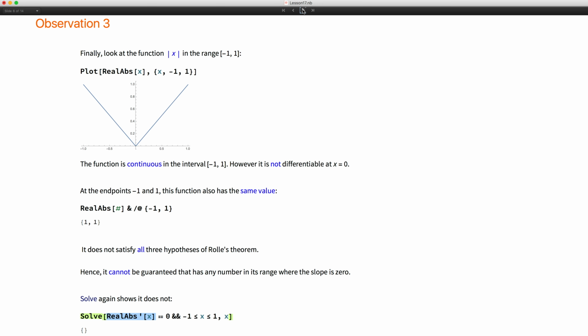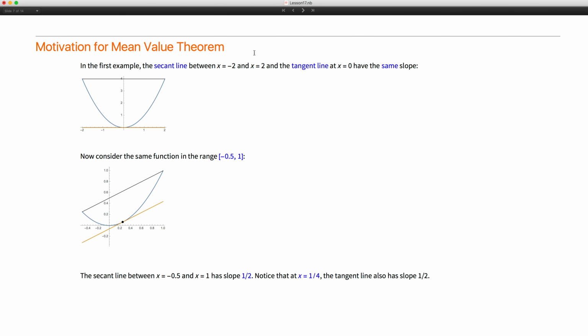Okay, so now on to the mean value theorem and some motivation. So in the earlier example, we said that the secant line between -2 and 2 and the tangent line at 0 have the same slope. Now, the whole situation is very symmetrical. So what we do is we make it slightly less symmetrical by looking at the interval -0.5 to 1. So that's the interval over here.